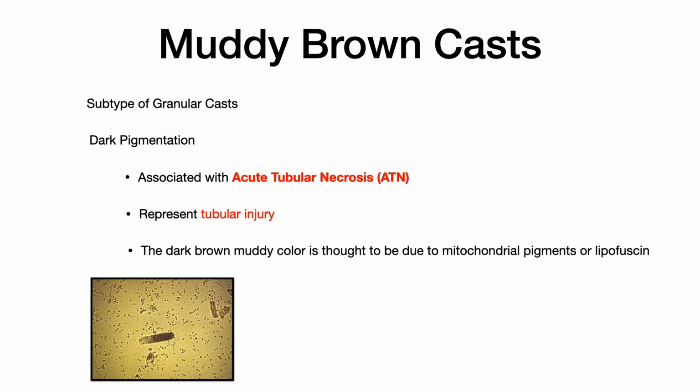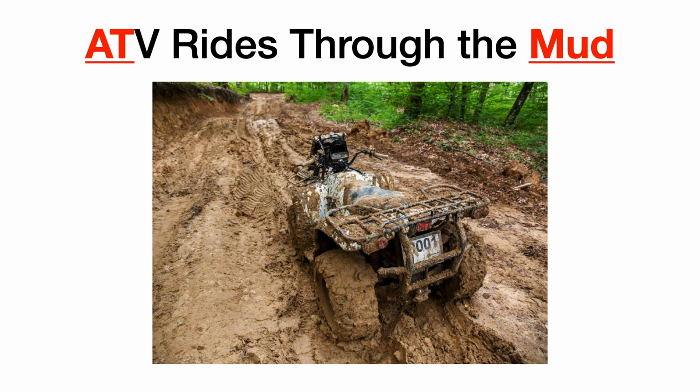The dark brown muddy color that you see here, we think that's due to mitochondrial pigment or lipofuscin that basically leaks out when you have acute tubular necrosis, but that is a bit more theoretical. Bottom line here, muddy brown equals ATN. So my mnemonic is that I associate mud with driving an ATV, right? People drive ATVs through the mud for fun. So ATV kind of sounds like ATN, and mud, ATV, mud, ATN, muddy brown, ATN, acute tubular necrosis. So that's the easy way to memorize this. But bottom line here, when it comes to muddy brown casts, which again are a subtype of granular casts, you gotta associate that with acute tubular necrosis.